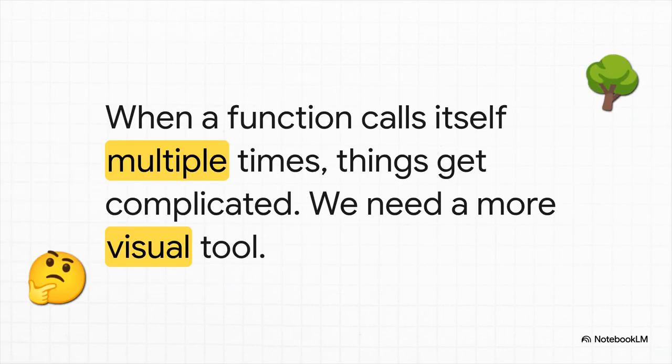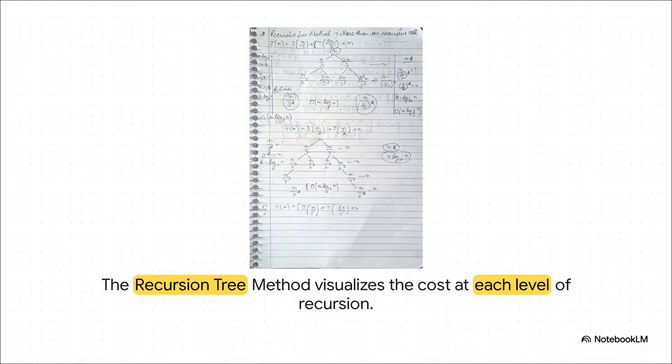But what happens when your function doesn't just call itself once, but twice, or even more times? Things get really complicated really fast. The substitution method can get super messy. We need a way to see all the work being done. And this is where the recursion tree method is an absolute lifesaver. I love this approach because it turns that abstract equation into a concrete picture. Every node in the tree is one function call, and you can literally just add up all the work on each level to find the total. It's an amazing way to keep everything organized.